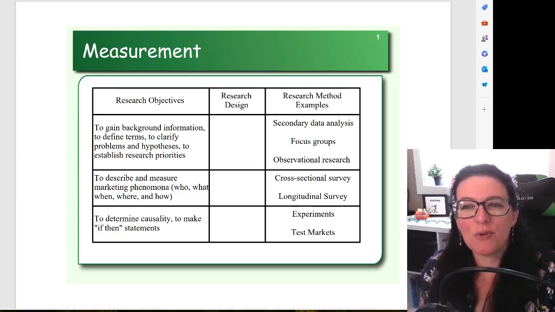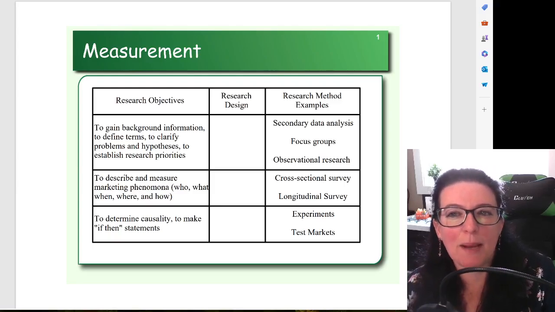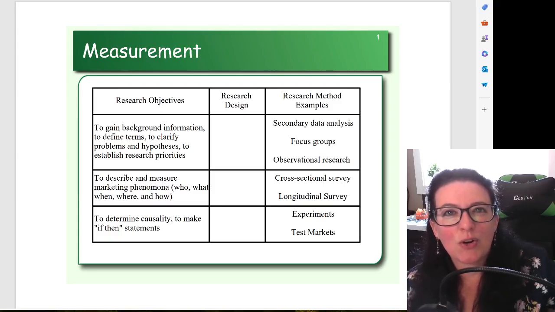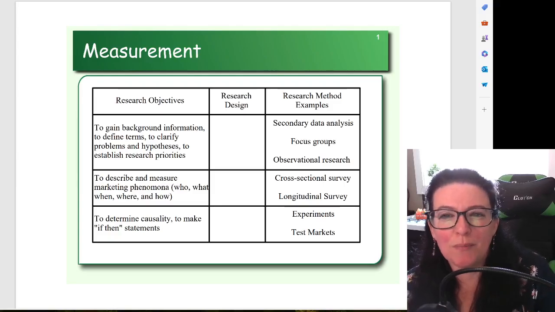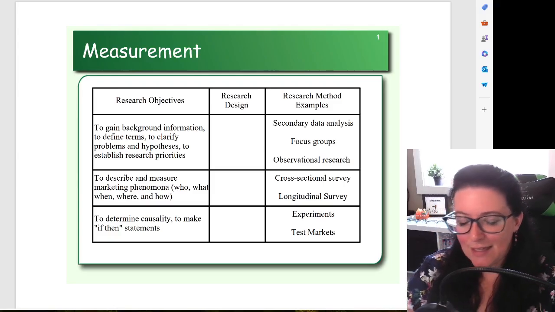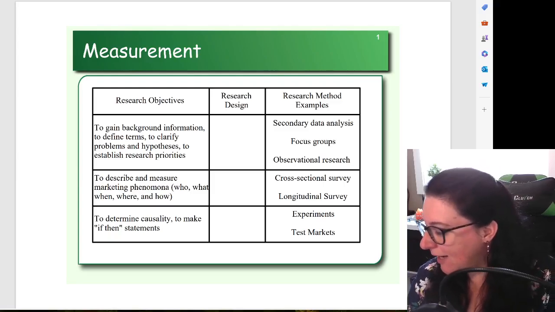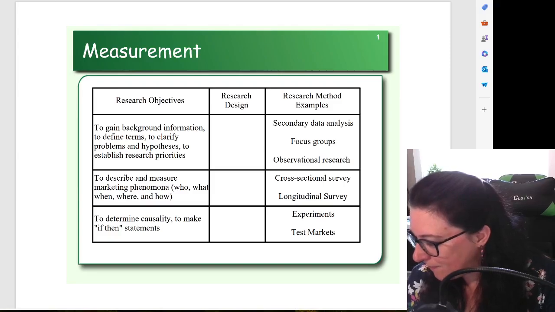All right, which one of those research designs is used to gain background information, define terms, clarify problems and hypotheses, and establish a research priority? So, we would use it to help us in the creation of that research problem, and it is used to explore. So the research design is exploratory.